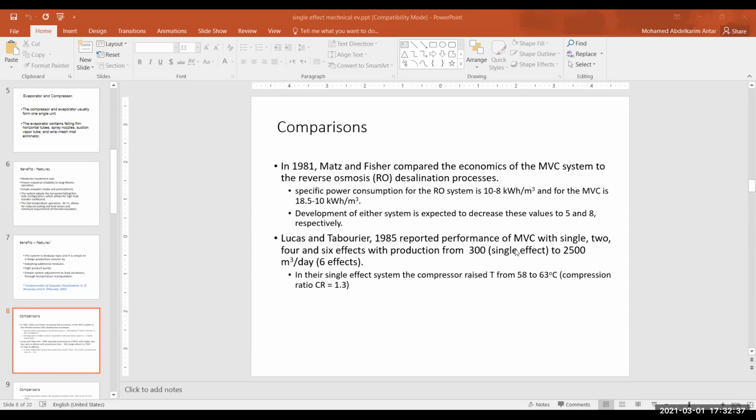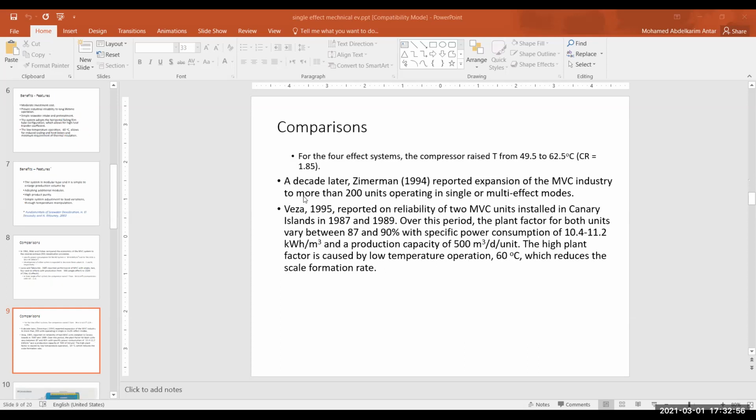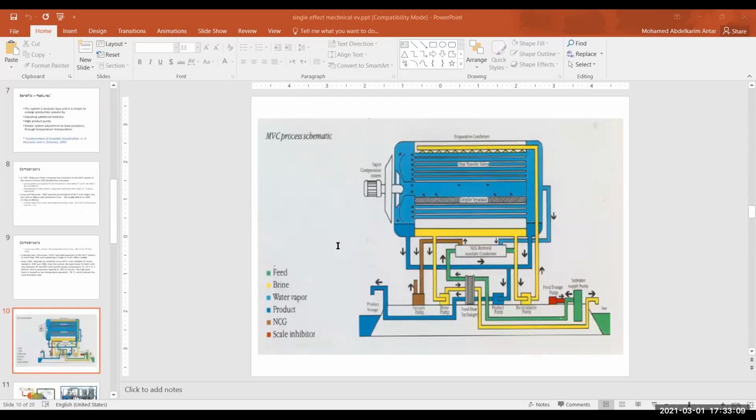The size of the unit is not huge. We can talk about systems that can produce 2,500 or even 5,000 cubic meter per day. This is not so huge, but it's good enough for medium-sized communities. Not too many units are available in the industry, but still it has its own merits, its own benefits, to have a system which is operating like this.